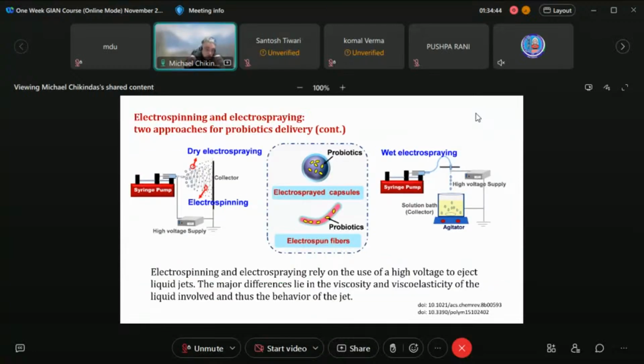Zooming in, taking a closer look, electrospinning and electrospraying both, as I already said, rely on high voltage to inject the liquid jets. The major differences between the two are in the viscosity and the viscoelasticity of the liquids involved, and as a result, in the behavior of the jet. Strategically speaking, spraying and spinning are based on the same foundation.